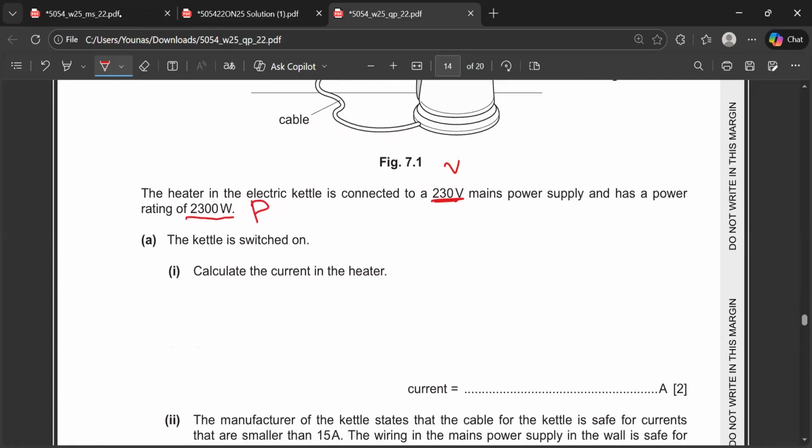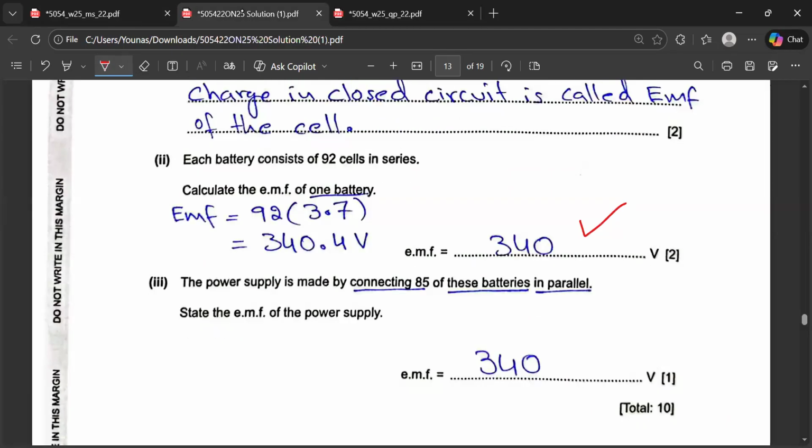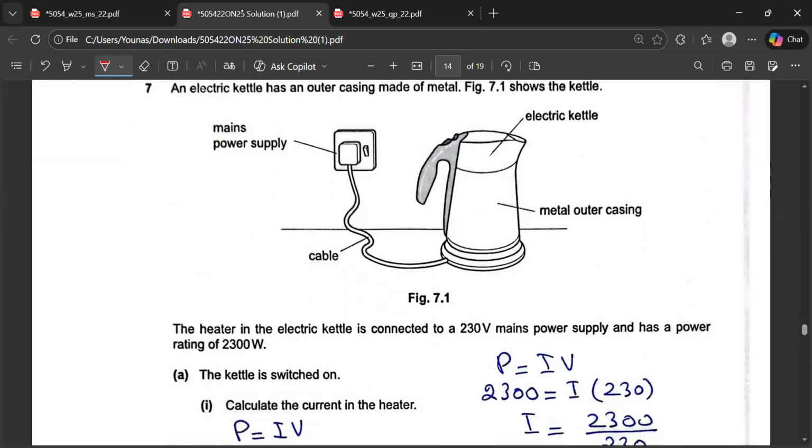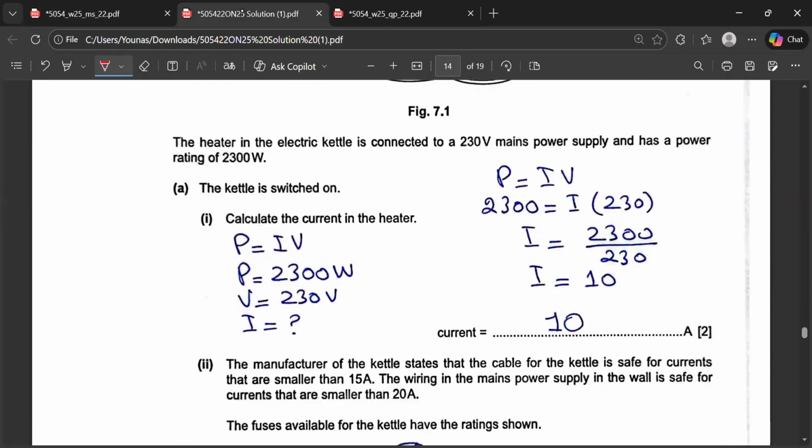Question 7, A part. The kettle is switched on. Calculate the current in the heater. You know the power is equal to I V, where I means the current, V means the voltage, and P means the power. Very easily you can calculate I, that is P divided by V. So P is equal to IV, so I will be equal to P divided by V. 2300 divided by 230 is 10. So the current is 10 ampere.